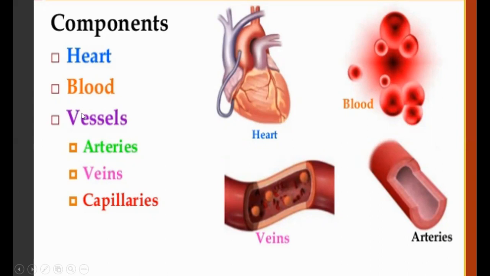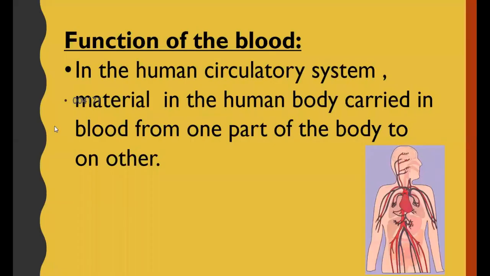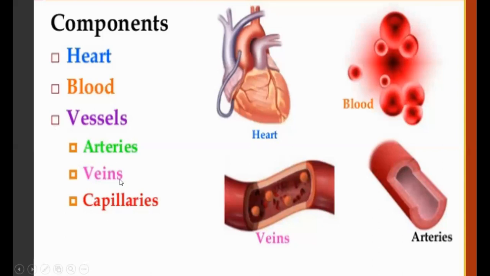How many main team members do we have in our blood circulatory system? Basically we have 3 main components in our blood circulatory system. The first one is the heart, the second one is the blood, the third one is the vessels. Heart, blood vessels, and blood. I'm repeating it once again. We have 3 main components of the blood circulatory system. It includes the heart, blood, and blood vessels. Further on, we can divide the blood vessels into 3 main types, which are the arteries, veins, and capillaries. We will discuss it in detail, inshallah.